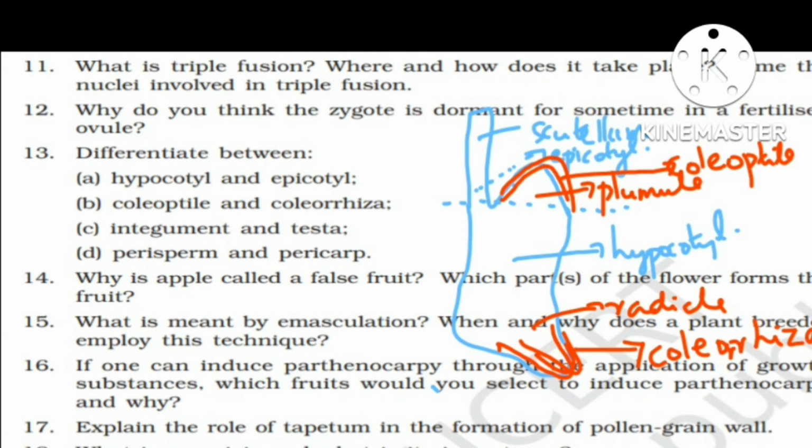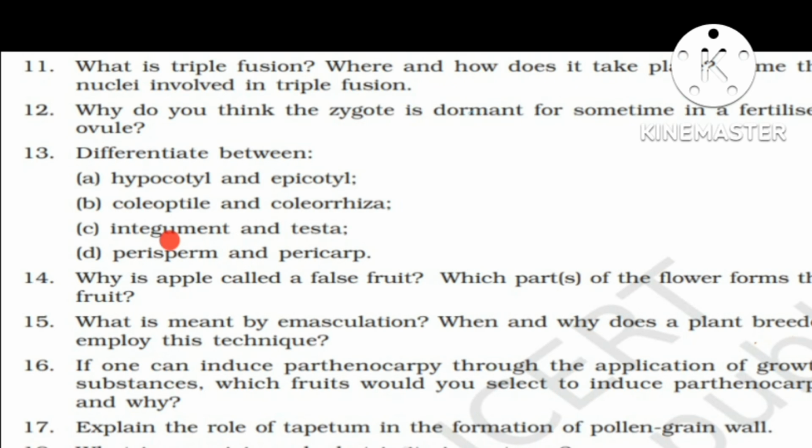So coleoptile is the protective covering for the shoot of the monocot seed, and coleorhiza is the protective covering for the radicle part of the monocot embryo. Differentiate between integument and testa.